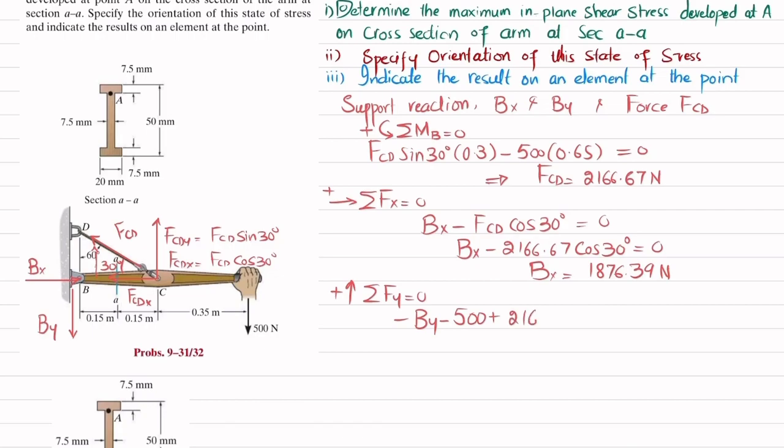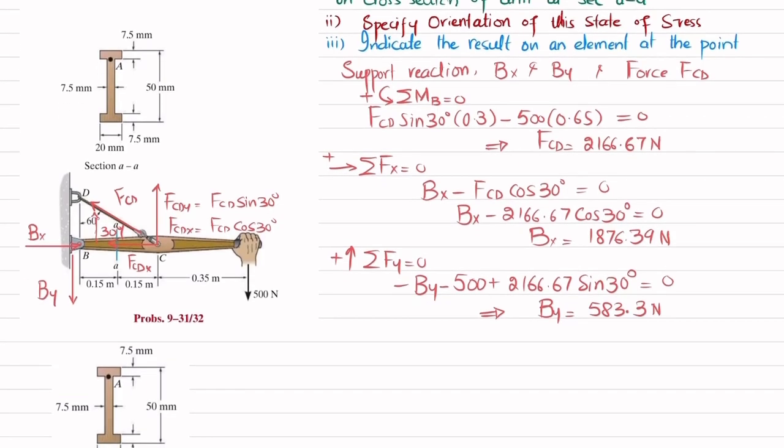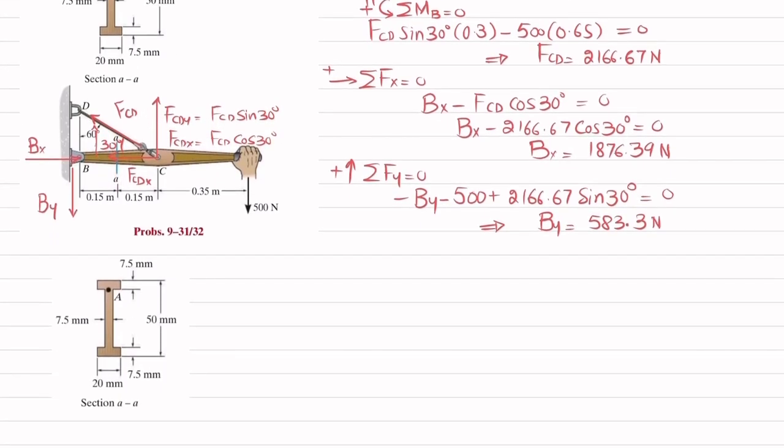So FCD is 2166.67 into sine of 30 degree is equal to 0. So from here you will get By comes out to be 583.3 Newton. Now these are the reaction forces and we have been asked to find the principal stresses at section AA. So for that we will cut the beam over here and we will find the internal loading at section AA. Clear? In order to get the scenario that what are the forces applied at section AA.